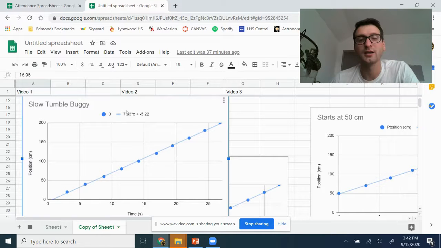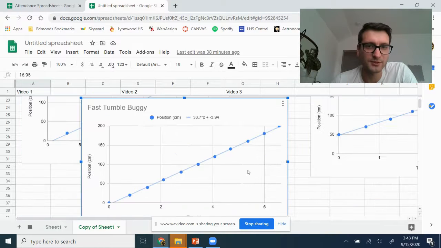Remember that in our equation, the slope is the velocity, so that's 7.5 centimeters per second, and an initial starting point of -5. So of course we know the tumble buggy actually started at 0. This would just be a result of the data being off by a little bit. So that's the first one.